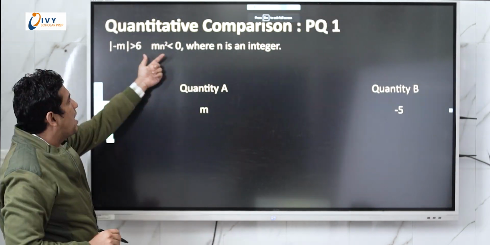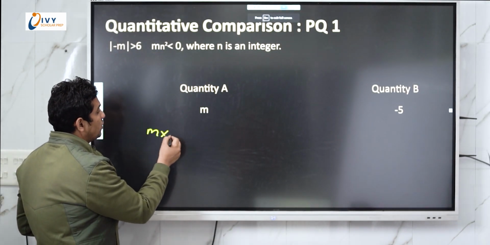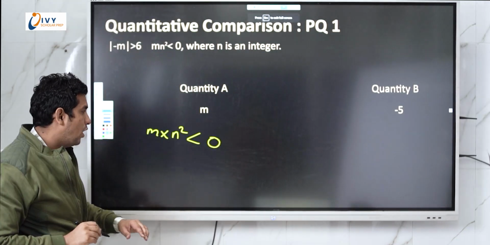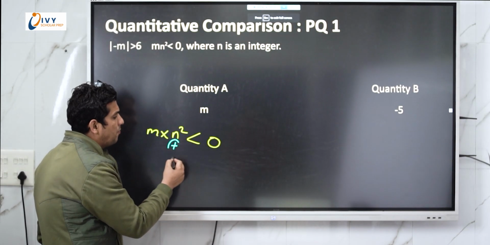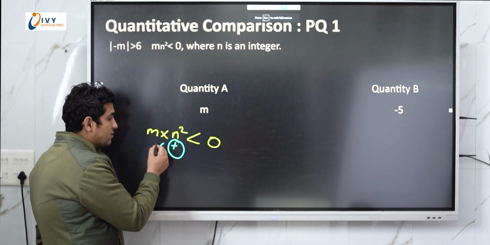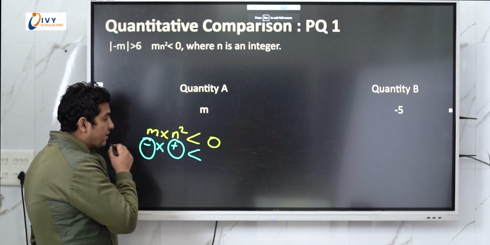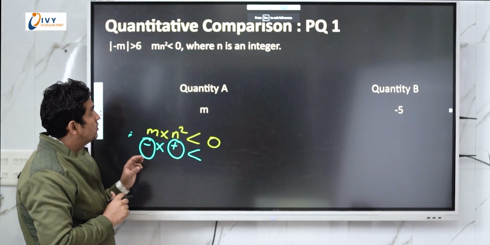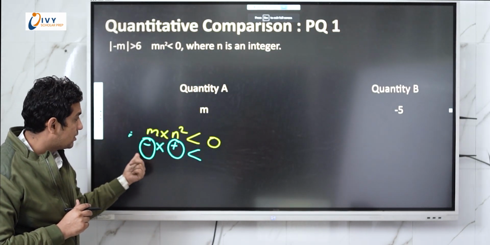So as we know, mn squared is less than 0, which means the product of two numbers is actually negative. Now how do we approach this? If you look at n squared, it is always going to be positive, and you want this product to be less than 0, which means one number has to be negative. So we definitely know about m that that's going to be a negative number. So without reaching anywhere else, we reach a conclusion that m is a negative number.